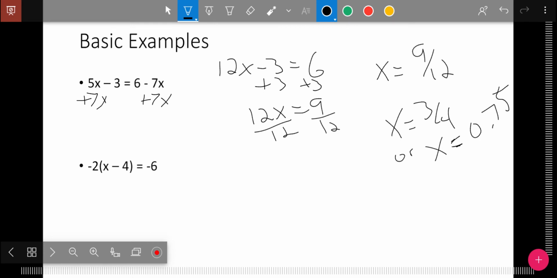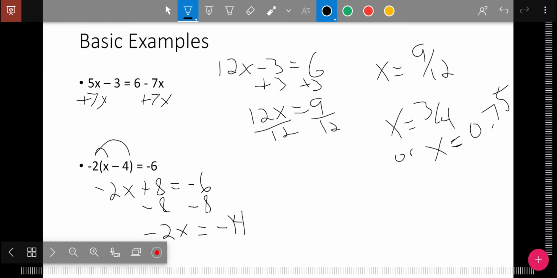In the next one, you have to use the distributive property. Negative 2 times x is negative 2x. Negative 2 times negative 4 is positive 8. Make sure when you distribute, you do it to everything inside of the parentheses. And then you still have equals negative 6. So I'm going to subtract 8 from both sides. I get negative 2x equals negative 14. I divide by negative 2. I get x equals, negative divided by negative is a positive, 14 divided by 2 is 7.